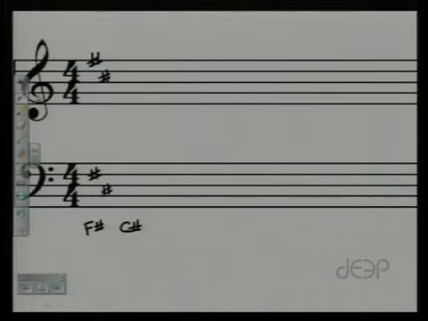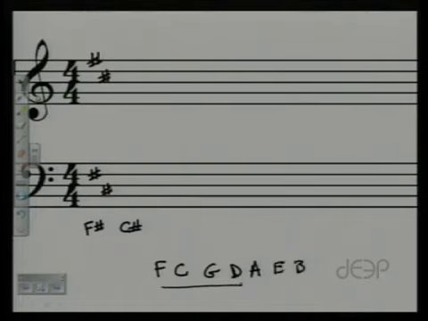Okay? Now, and then it goes on from there. The order is F, C, G, D, A, E, and B. So if there are four sharps in a key signature, those four sharps are always F, C, G, and D. In the bass, it would be F, C, G, and D. And in the treble, it would be F, C, G, and D. If there are five sharps in the key signature, it's F, C, G, D, and A.